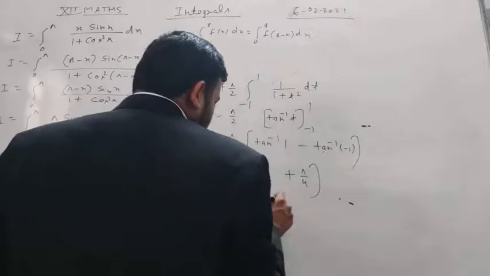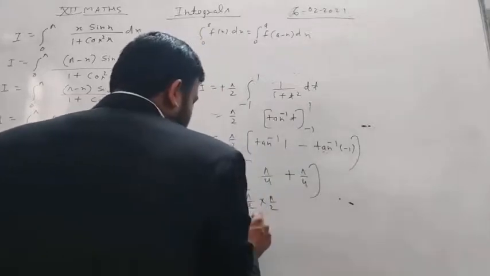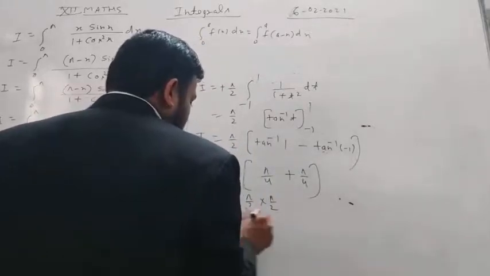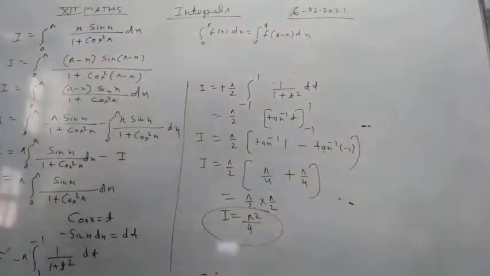So pi into pi by 2 gives us friends pi square by 4 for I, and it will be our required result, which we had to find from the given question.